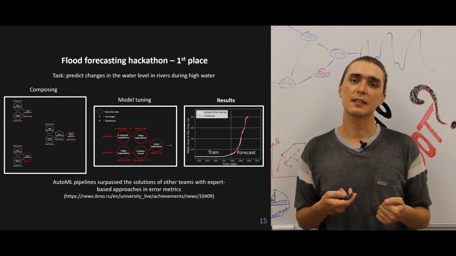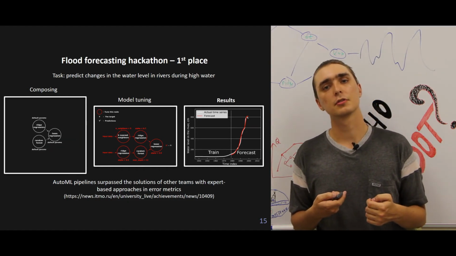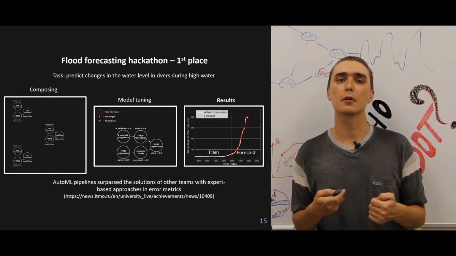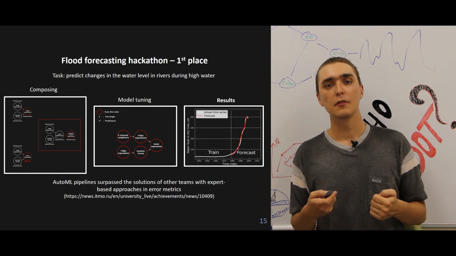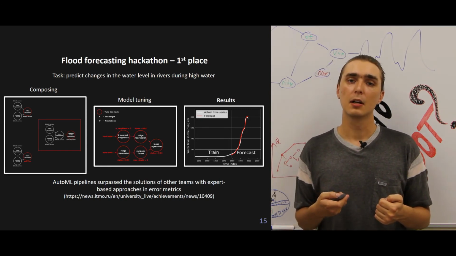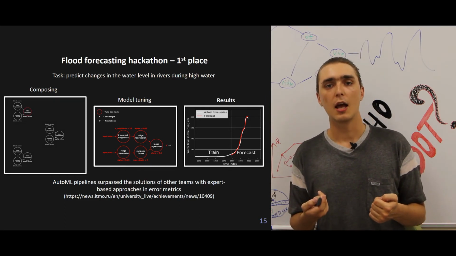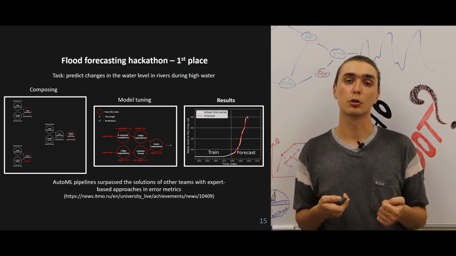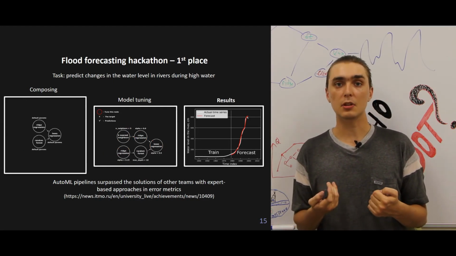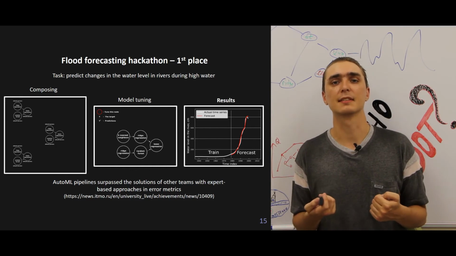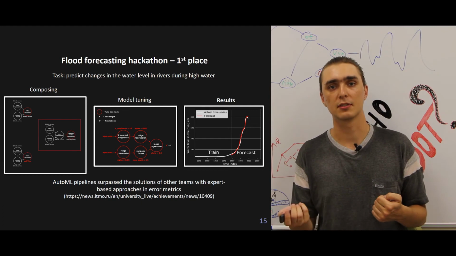Then the second case is a flood forecasting hackathon, aimed at predicting river floods for the Lena River located in Siberia. We produced a pipeline that allowed us to achieve first place in this competition, and we also presented the solution to the experts. They are hydrologists, and they were very impressed since the solution really overcame all existing solutions for this case.